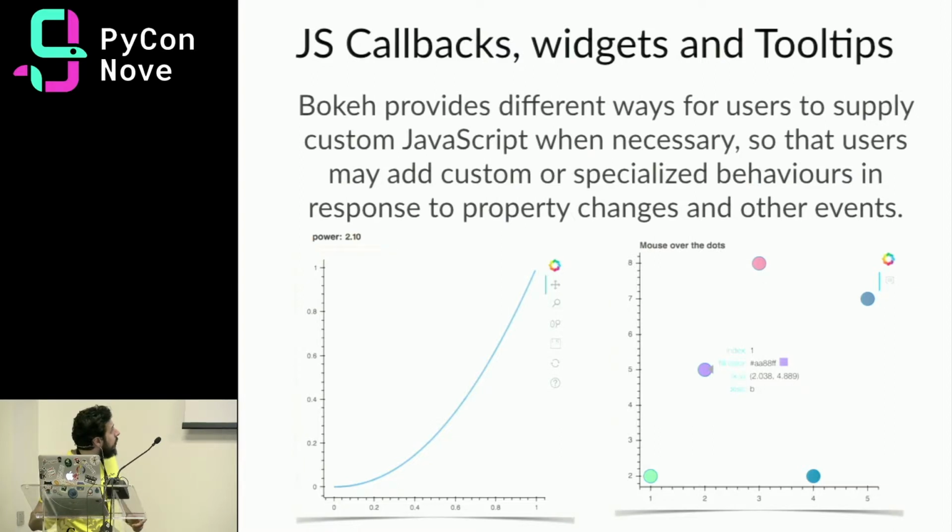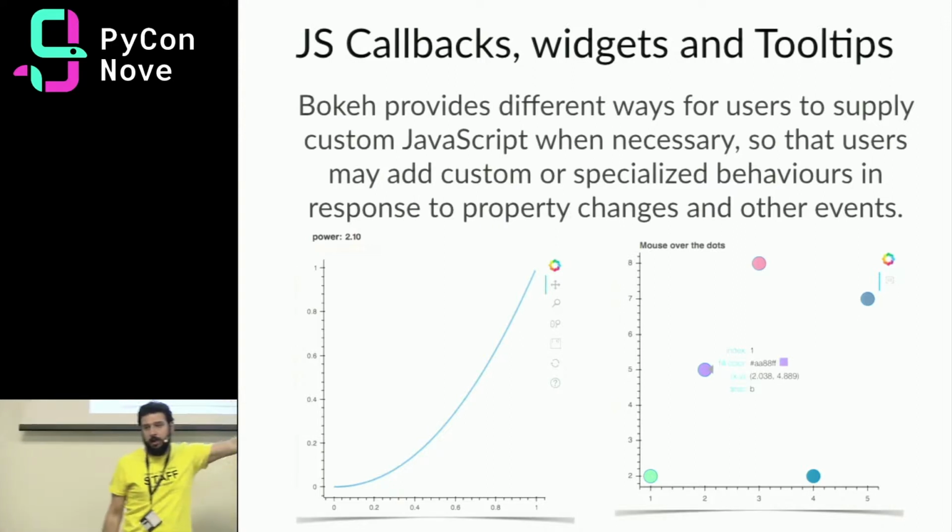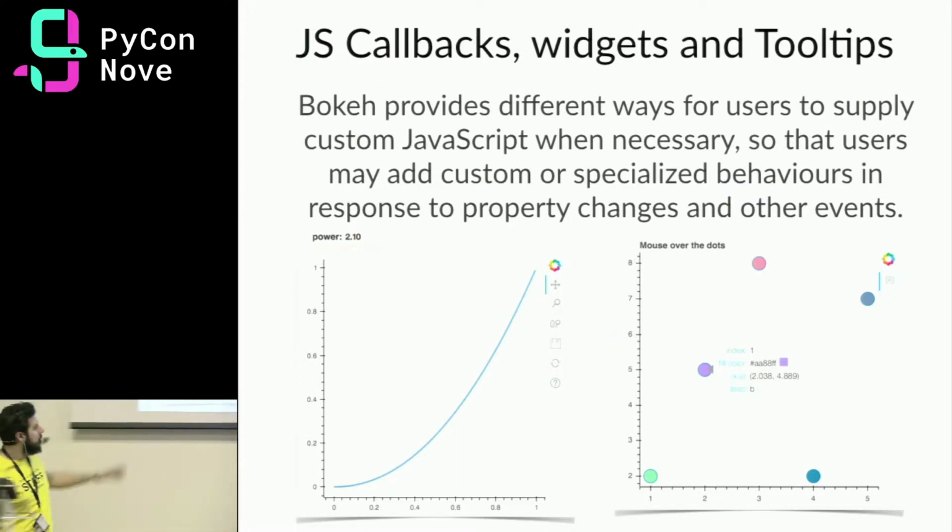This is an example. Okay, so when your mouse is over the point, you can show some details of that point. So the X and Y coordinates, the color, stuff like that.